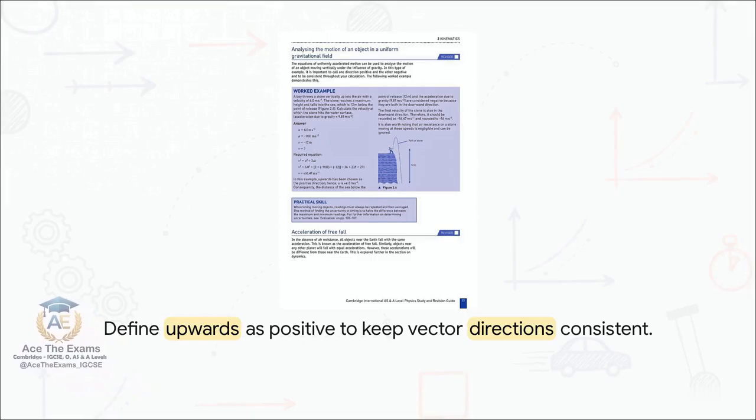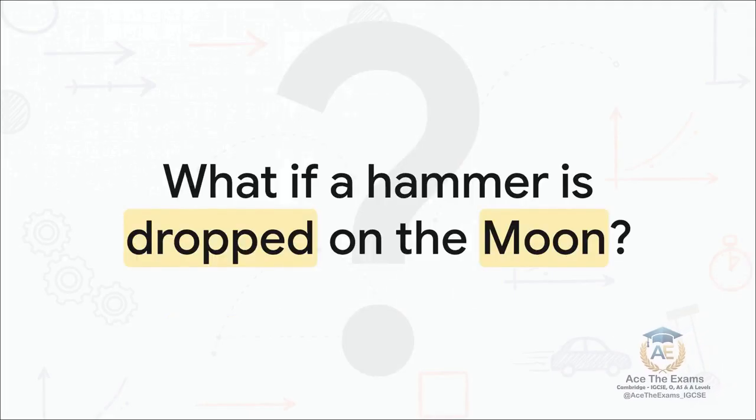If you don't logically lock down those positive and negative signs before you start plugging numbers into your equation, your final answer is going to be completely reversed. You'll lose the marks.